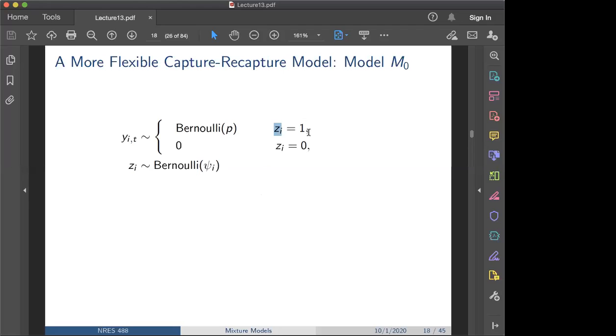And if Zi equals 1, it's truly alive. And if Zi equals 0, it's truly dead. And then psi i is not going to be the probability of an animal being in our study area like it is for closed population capture-recapture models. But in open population capture-recapture models, psi i is going to be the survival probability, the probability of one animal surviving from the last time period to the next time period. So we'll get to that when we get to open population models. But for now, Zi is whether or not the animal is in our study area, and psi i is the probability that an animal is in our study area.